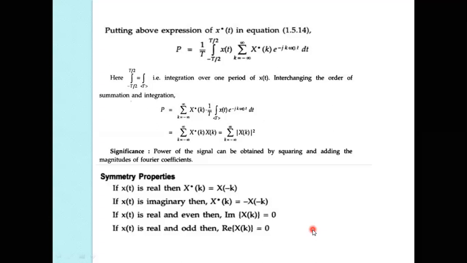Understood? These are all converting of time domain functions to frequency domain functions. Okay. Let us see some examples on the Fourier series.